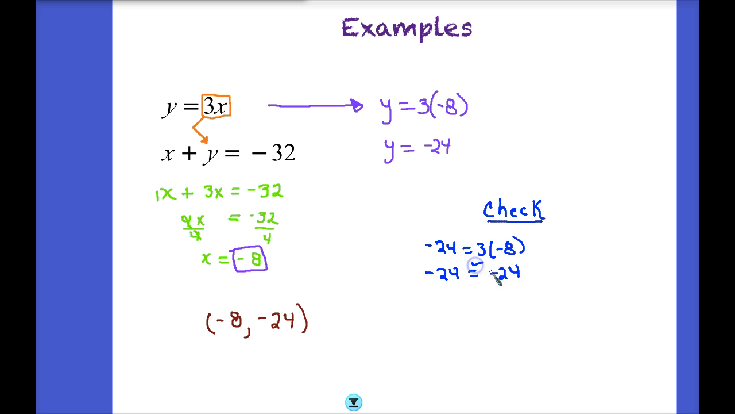That checks out great. If I look at my second one, let's look at our second equation. We have x plus y equals negative 32. So we would have negative 8 plus negative 24, and that should equal negative 32 if I did it correctly. Well, negative 8 and negative 24 add together to be negative 32. So that one checks out okay too. So you should always check your solution by plugging it back into your two original equations and making sure that it does in fact work.